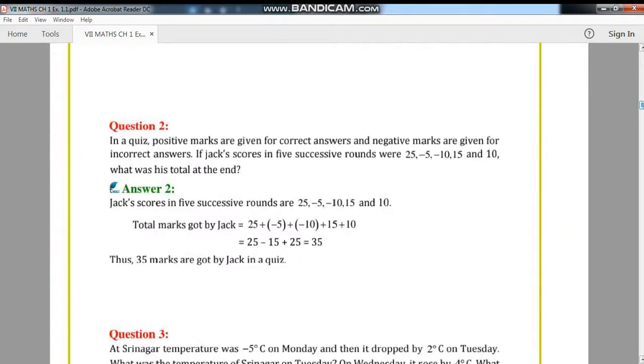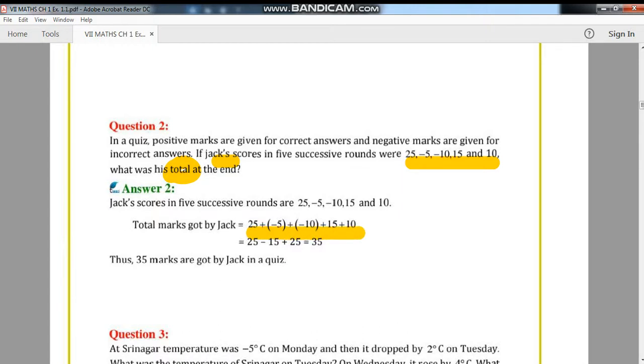Looking at question number 2, it is said that Jack has scored 5 different marks in 5 different rounds, and we have to find out the total. It means we have to do the addition over here. So we will write 25 plus (minus 5) plus (minus 10) plus 15 minus 10.